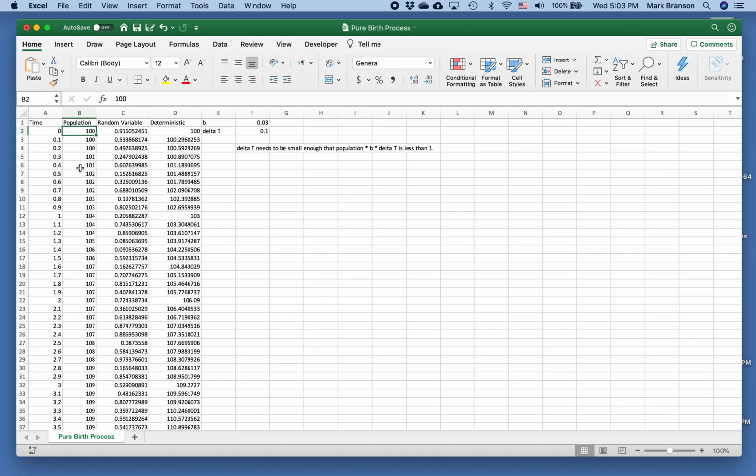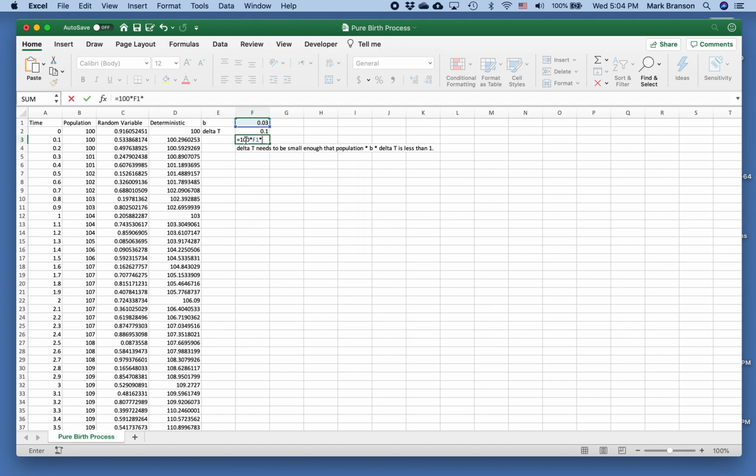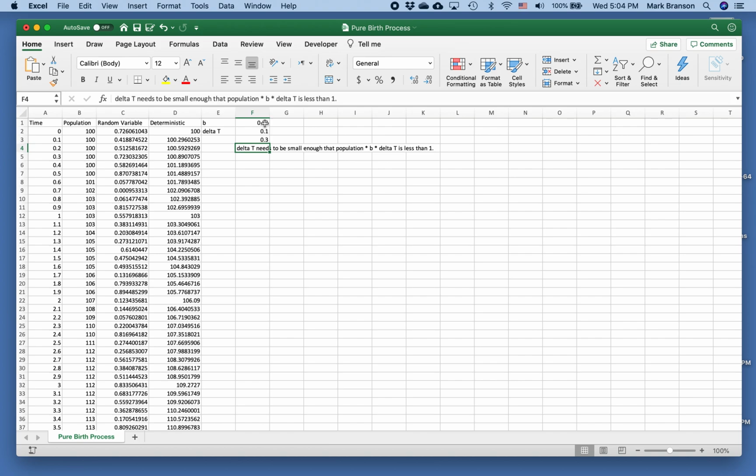You do need to make sure that whatever population you end up with, delta T needs to be small enough that the population times B times the delta T stays less than 1. So starting population times B times delta T, in this case, is just 0.3. So we've got a 30% chance of having a birth in any unit delta T.